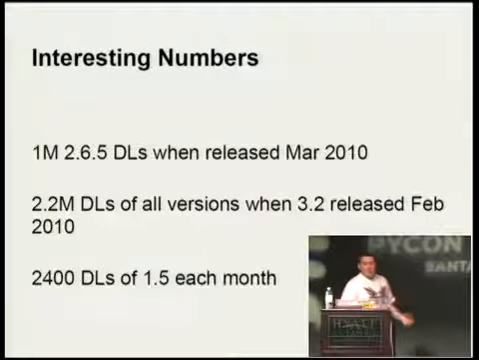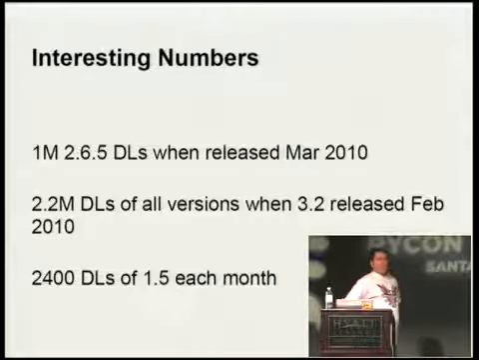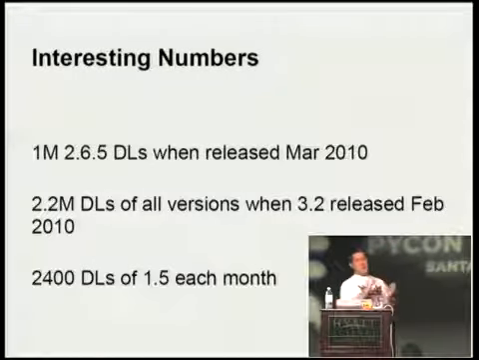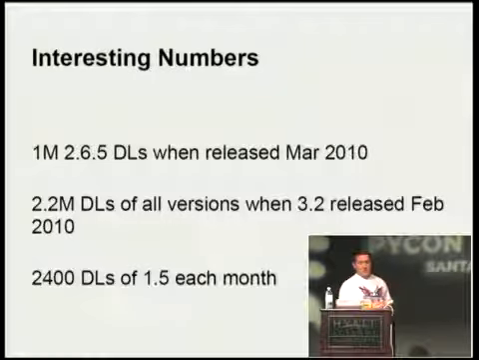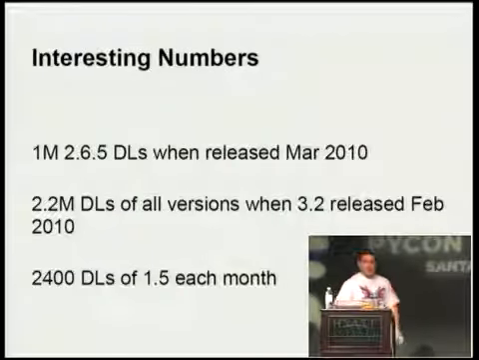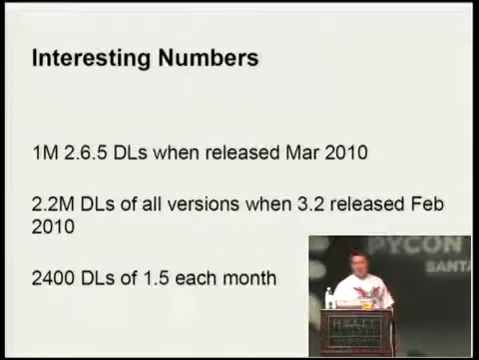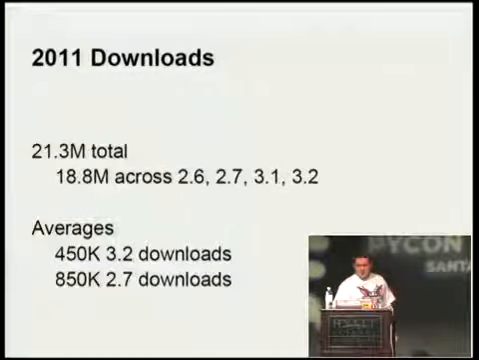So a couple more interesting numbers. 1 million people downloaded 2.6.5. That was the single largest number of any specific point release that ever happened. March 2010 was a pretty big month. A lot of people wanted that. And again, I already pointed out when 3.2 came out, that was the biggest month of all total downloads at 2.2 million. It's kind of funny, 2,400 downloads of 1.5 still happen roughly each month going back to 2006. So people are still downloading it for whatever reason.